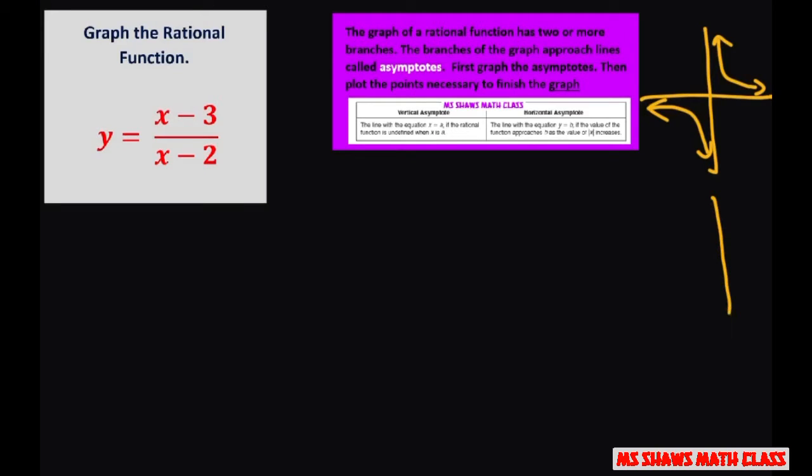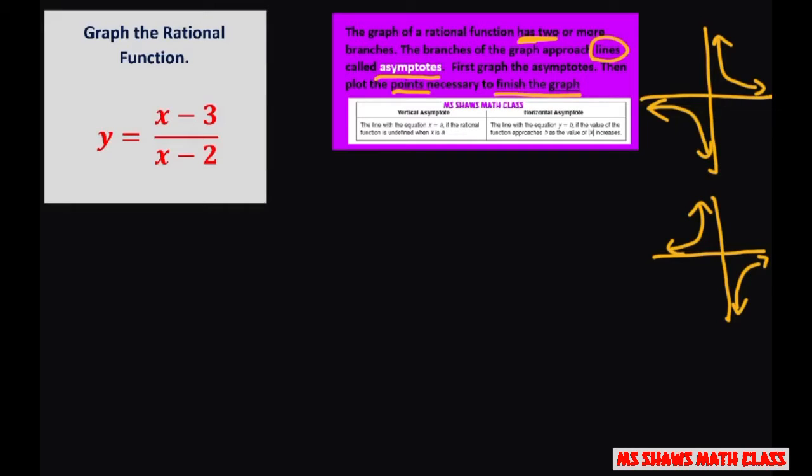Or the other way. This is if you have 2 branches. It might look something like that. This one doesn't have 3 branches, so I'll just skip that part. And what we do is we use asymptotes, that are lines, to frame our graph. So we're going to graph the asymptotes, and then we'll plot a few points to help us finish the graph.